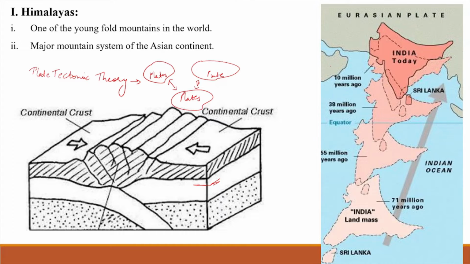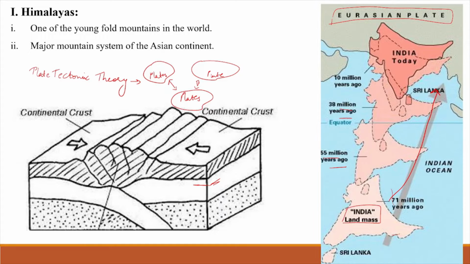Now over here, if you see, there is a Eurasian plate, and this is the Indian landmass. Now this landmass slowly started moving towards this Eurasian plate. Now if you see the movement over here, they mention the different years. You don't have to remember all this, just understand the story. So we understand the formation of these Himalayas.